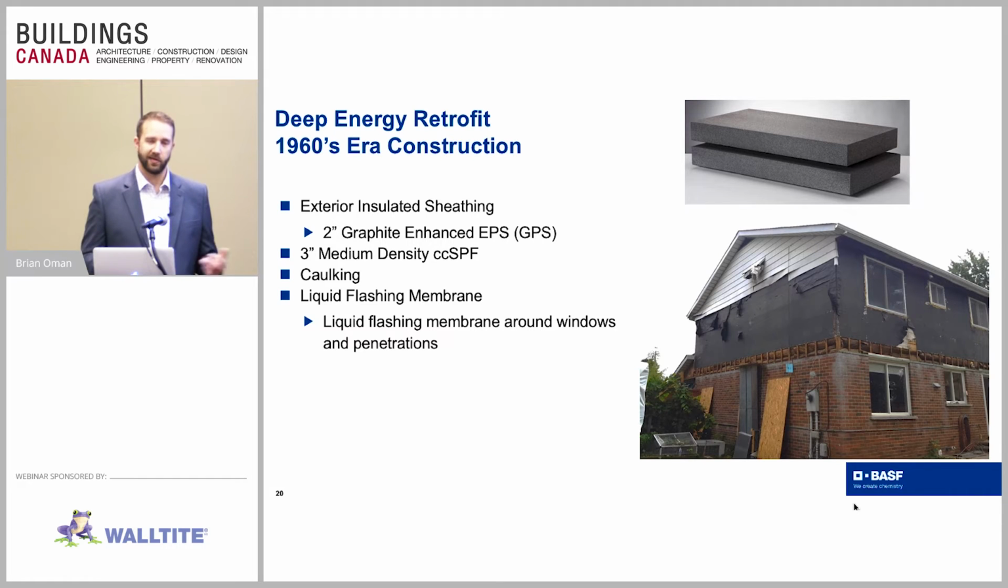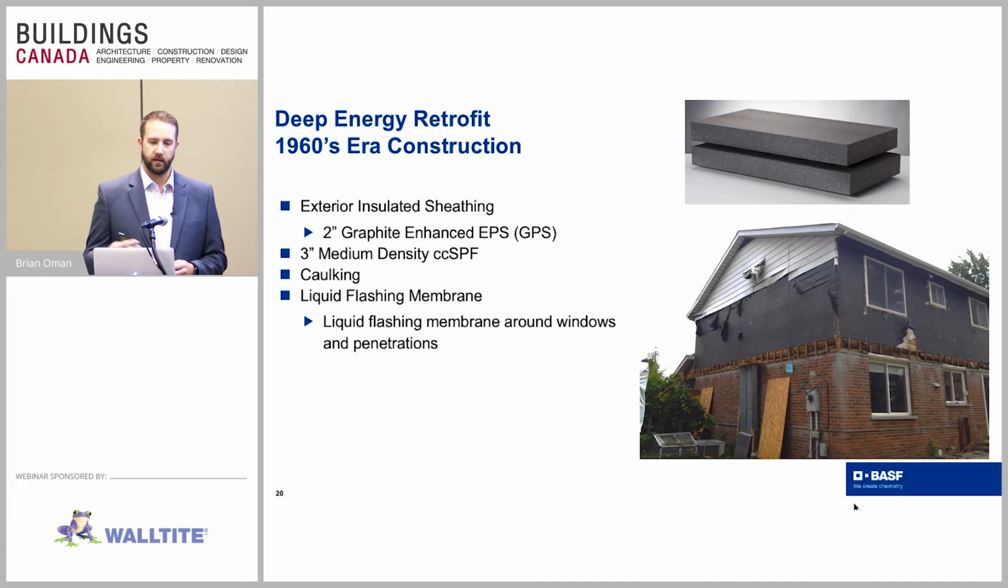So some of the products that are used in this energy retrofit: we're utilizing a graphite enhanced expanded polystyrene material. A lot of people are familiar with expanded polystyrene. It's the white bead product. This product actually has a graphite powder that's integrated into the expanded polystyrene beads, and what it does is it enhances the R value slightly as well as providing some radiant resistance to that product. So we're using that as an exterior sheathing product.